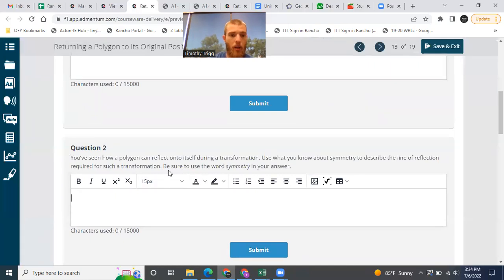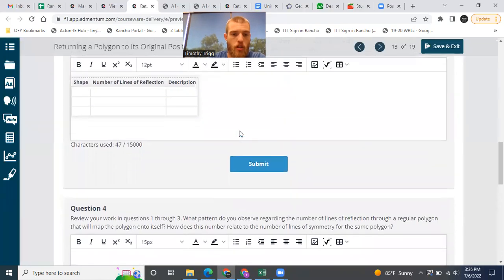You've seen how a polygon can reflect onto itself during a transformation. Use what you know about symmetry to describe the line of reflection required for such a transformation. Be sure to use the word symmetry in your answer. Okay. So basically, I want you to state that if the reflection maps perfectly onto itself, then that line of reflection is known as a line of symmetry. Okay.